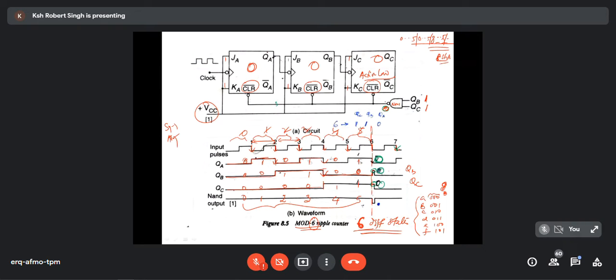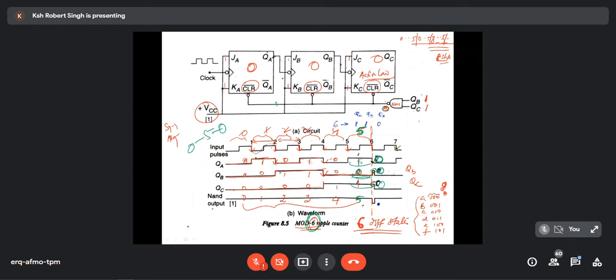I have to count up to 5. Yes, it is coming 1. This portion is 0, this portion is 1, this portion is 0, and this portion is 1. So it is 5 that is coming. After 5, I want to make it 0. Why? Because I am having a Mod-6 counter. Mod-6 means it should count from 0 to 5 only. After 5, I want 0.